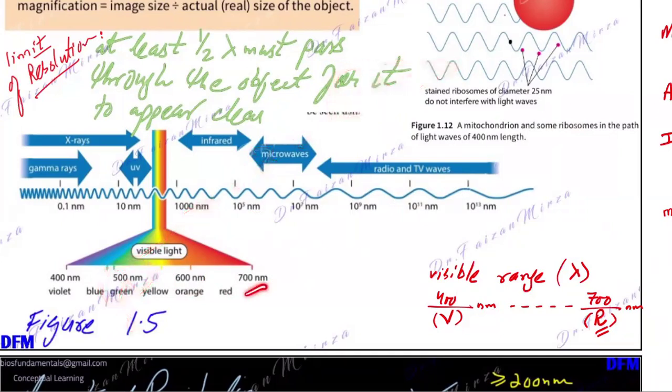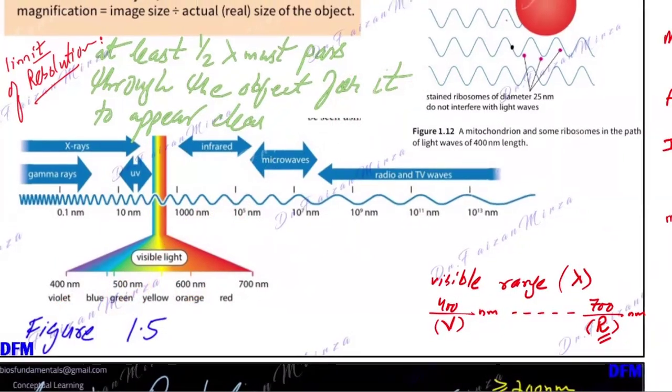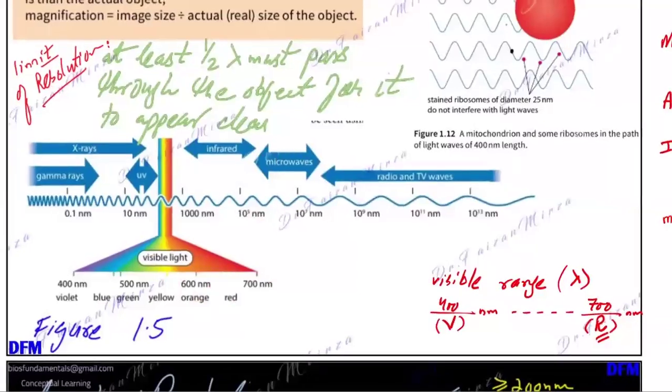So normally we get a specific wavelength in the question, and using the wavelength we have to compare whether the diameter of whatever we are seeing is smaller than that or larger than that. If the diameter is larger, then definitely it will be visible to us. If it's not, then it will not be visible to us using that particular wavelength.